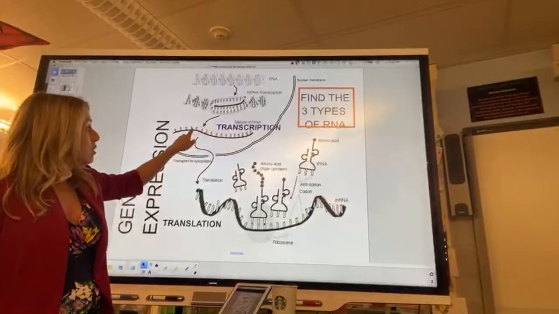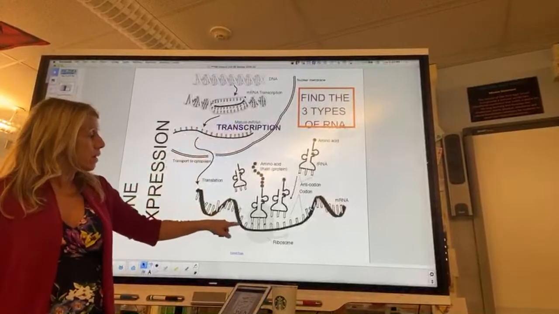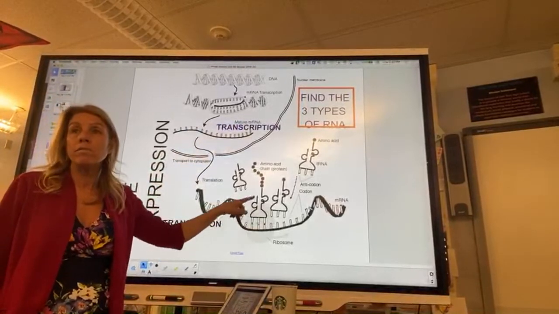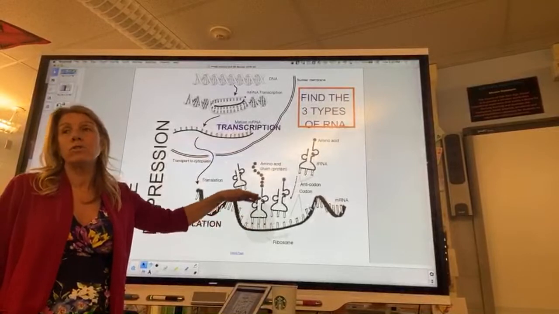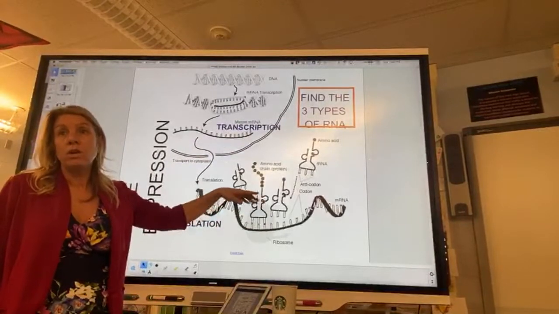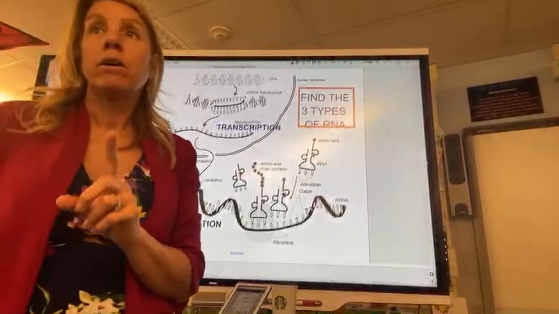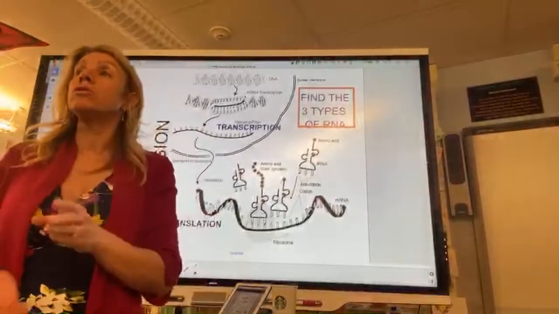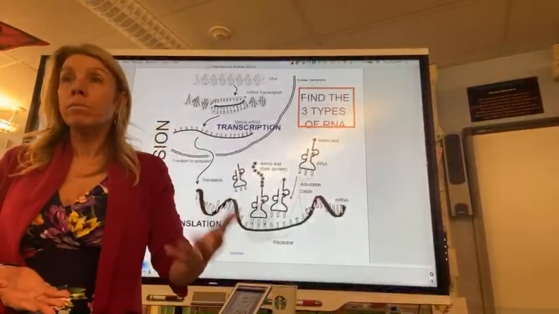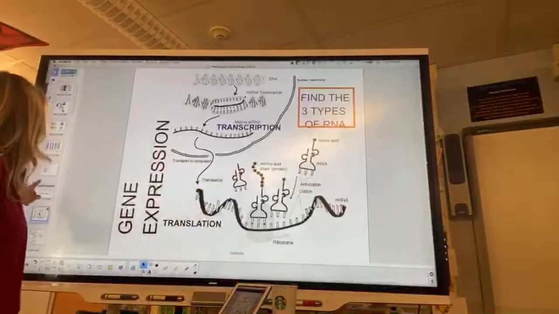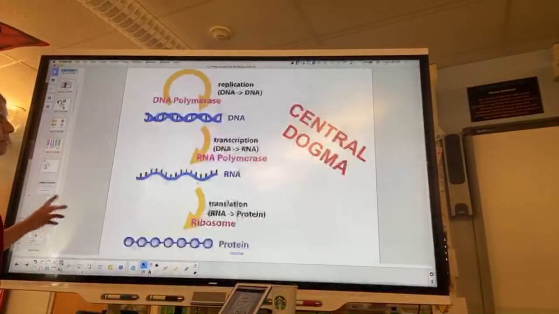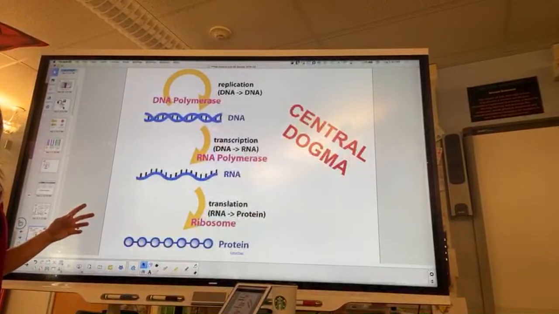And then you're going to use that mRNA, if you're in a eukaryotic cell, out on a ribosome, and you're going to translate that into a polypeptide chain. So transcription is using DNA to make what? RNA. Translation is using RNA to make a protein. Okay, so that would be known as the central dogma, right?